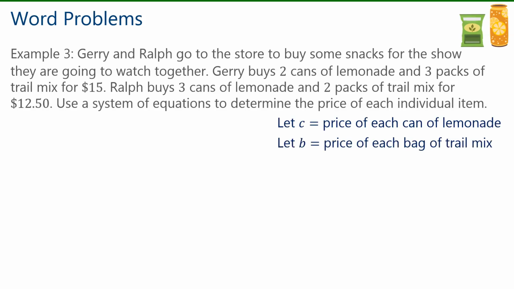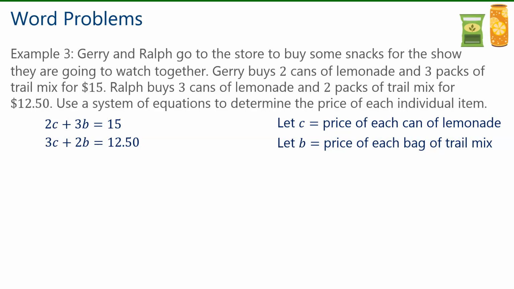So to do that, let's let C be the price of each can of lemonade and B be the price for each bag of trail mix. So now we can represent Jerry's purchase with this equation here. 2 times C plus 3 times B equals 15. Now for Ralph, we would have 3 times C plus 2 times B equals $12.50.